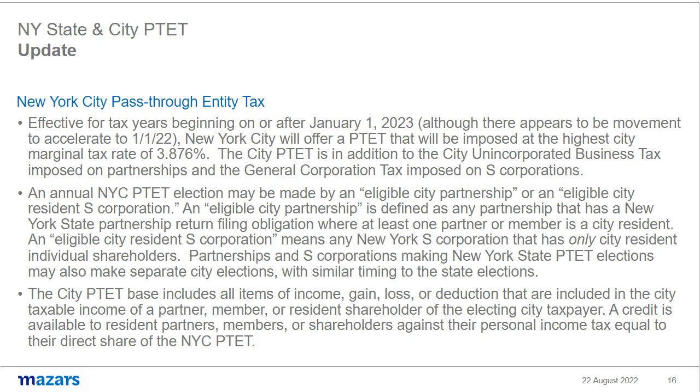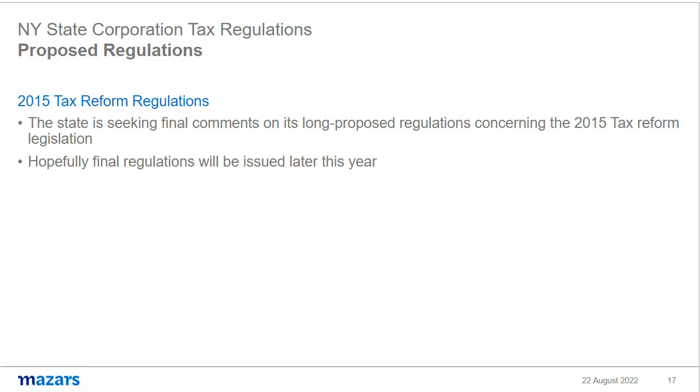And similar to the state, the city PTET will pass through a dollar-for-dollar credit to the shareholders, partners, or members. And I guess one caveat is if you're going to make either the state or city election, if you haven't already done so, please don't wait until September 15th to do it, as last year the state had a lot of issues with respect to their system getting jammed up at the last minute.